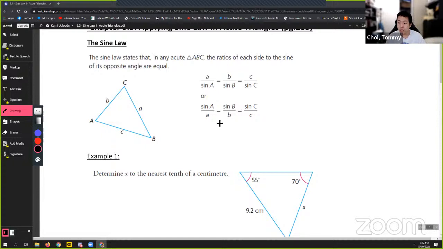When we have sides and angles, but we just don't have a right angle, right? We just don't have a right angle. Is there really nothing we can do? And the answer is no.